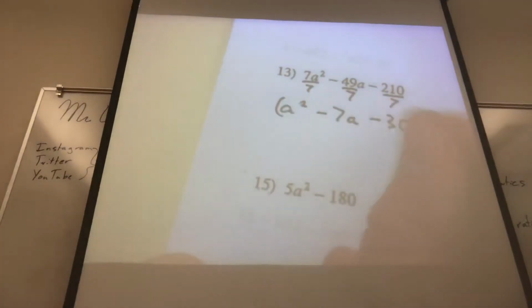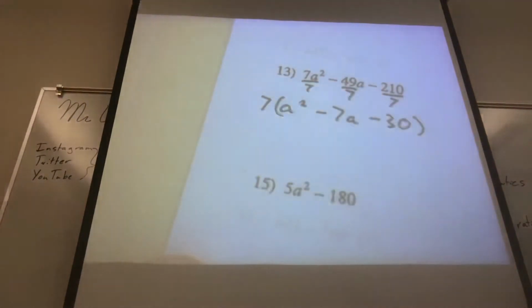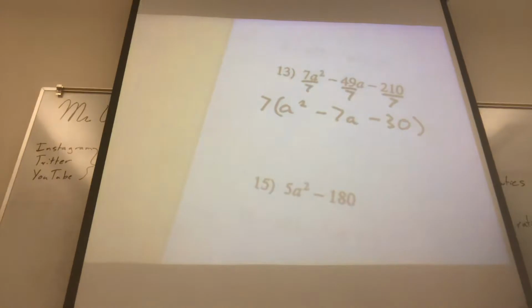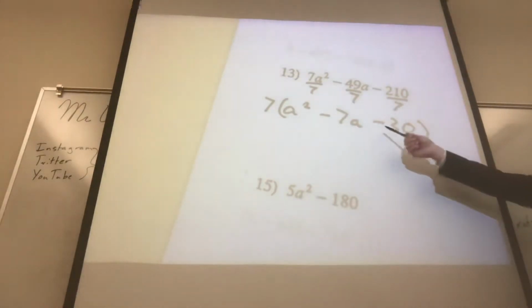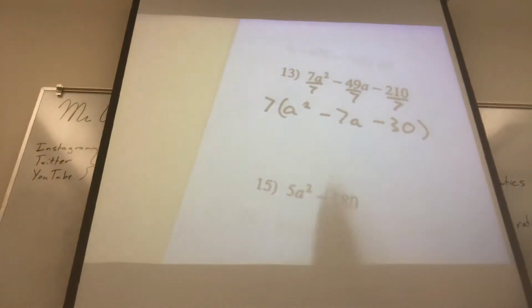But I cannot ignore the 7 that I factored out. That has to be part of my answer. It belongs there. Then once I've got that, I have factored out my GCF. Now I look at what I have left in the parentheses. I can still factor this. And if you look at this, except for the letter, it's identical to number 1.